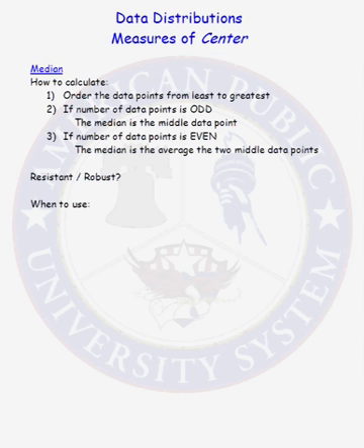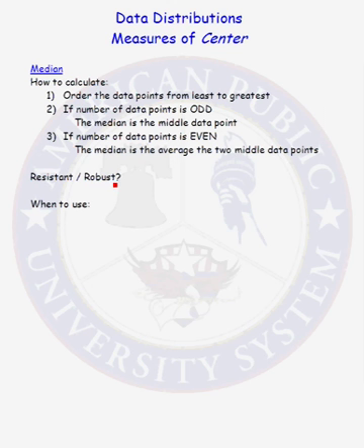Now let's talk about the median of a data set. How do you calculate the median? First, you want to order the data points from least to greatest. Once you have the data points ordered, decide whether you have an odd number of data points or an even number of data points. Calculating the median depends upon whether you have an odd or an even number of data values. If the number of data values is odd, then the median is just the very middle data point. If the number of data points is even, you need to average the two middle data points. Add the two middle data points together and divide by 2, and that is your median.